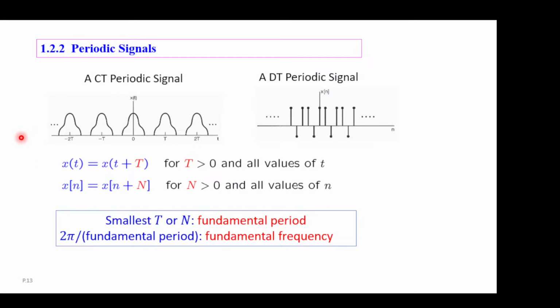Periodic signals are signals that keep repeating themselves from negative infinity time to positive infinity time, and they can be continuous time or discrete time. So for continuous time, you have a continuous time signal that keeps repeating over some period big T, and for discrete time, over some period big N. And so the formal definition is this.